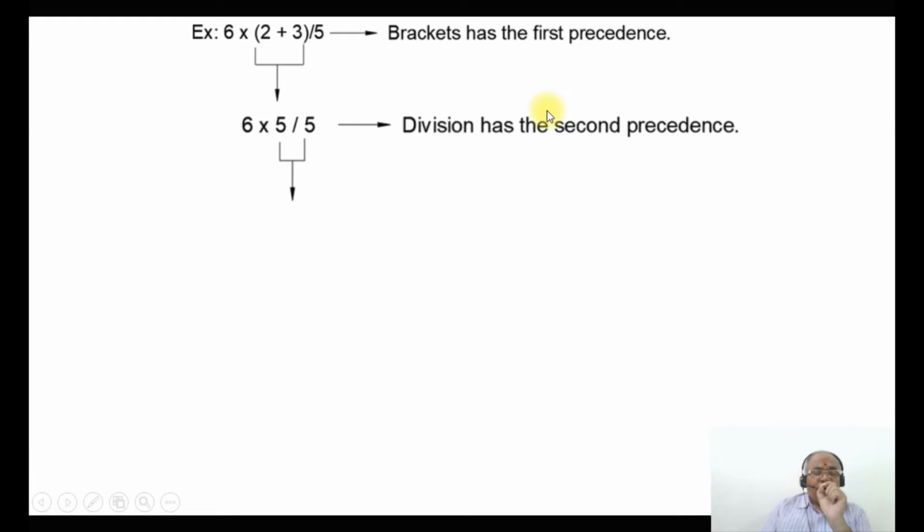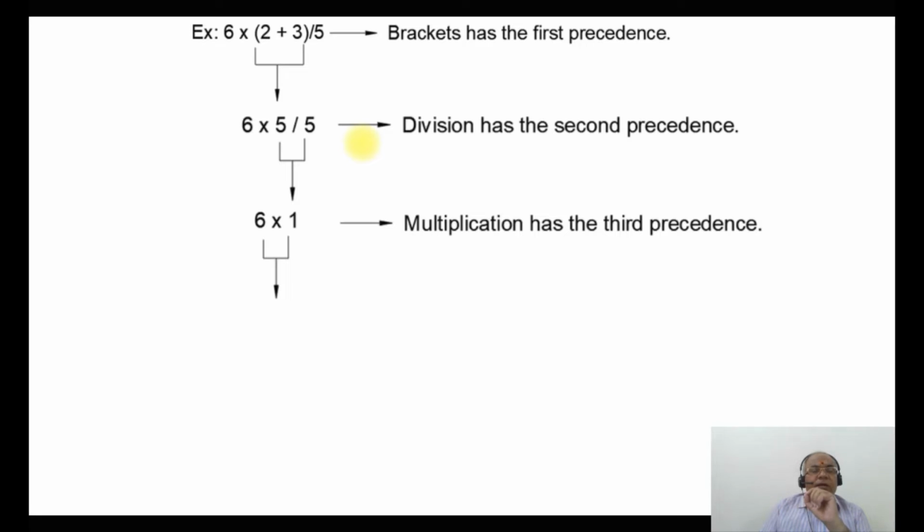So every time it will apply the BODMAS rule in each expression. So 5 divided by 5 becomes 1. So then 6 into 1. For the last one we have only one operation, so it should be multiplication. According to the rules also, after division you have the multiplication. 6 into 1 will be equal to 6. So this is your result for this particular expression of 6 into, open the bracket, 2 plus 3, close the bracket, divided by 5.